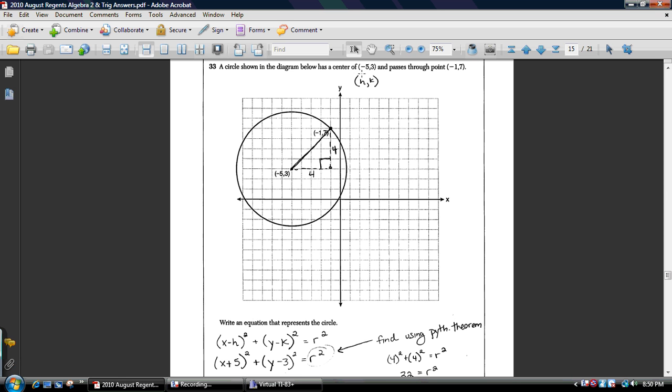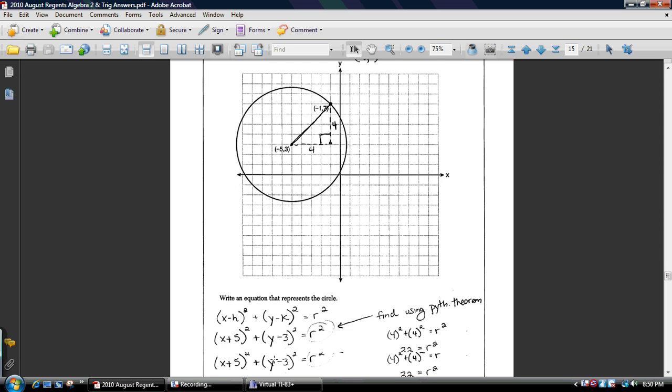The circle shown in the diagram below has a center of negative 5, 3 and passes through the point negative 1, comma 7. Write the equation. So here's the equation of a circle, and this is the center right here, h and k. That's what h and k stand for. And you just sub these numbers in for h and k. Right? Like negative 5 is just 5.